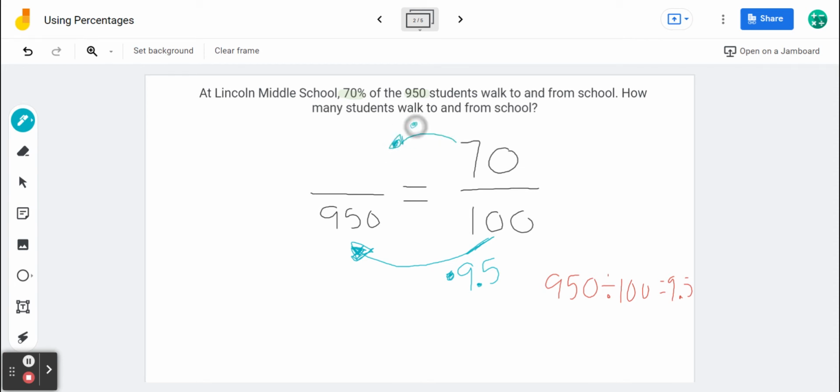So I'm going to multiply; using the calculator is fine. 70 times 9.5. Go ahead and type that into your calculator. 70 times 9.5. When you do that, we get this number: 665.